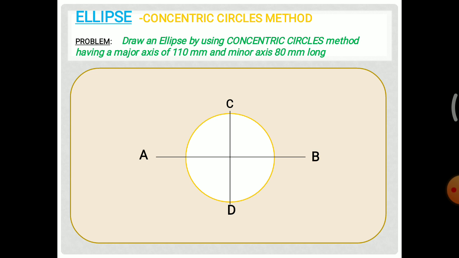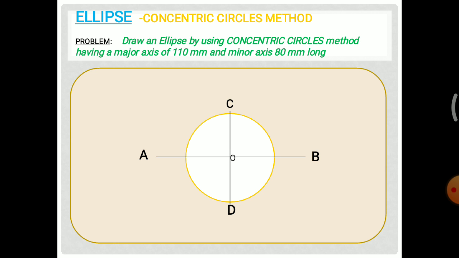Then take CO as radius, that is half of the minor axis as radius. Draw a circle taking O as center. Here O is the center of the major axis and minor axis. So draw a circle with radius of OC, that is OC is equal to OD. So draw a circle there.